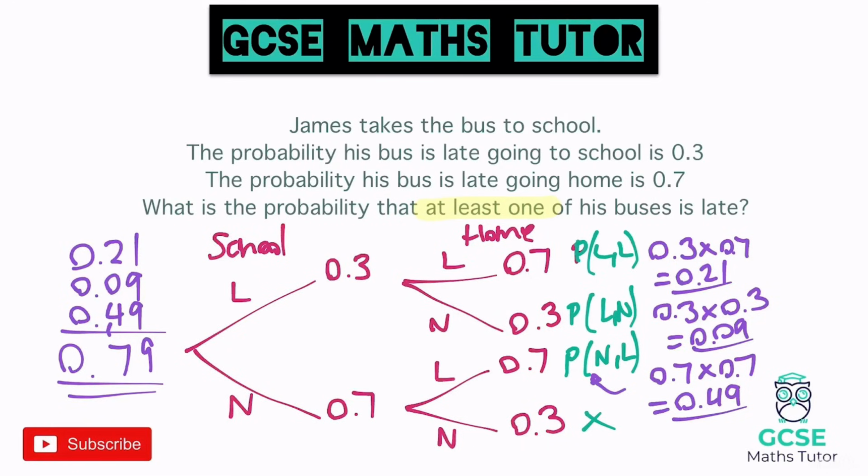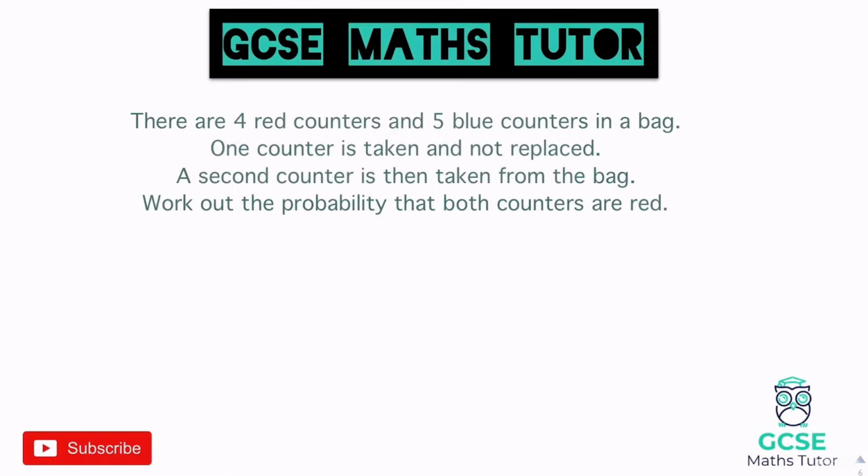Let's have a look at some with some fractions. Okay, so the hardest one out of the bunch here, we've got 4 red counters and 5 blue counters. One counter is taken and not replaced, and then a second counter is taken from the bag. Work out the probability that both are red. Now this piece of language here is important, taken and not replaced. So that's going to give us two options here when we do our tree, but let's have a look at the first option. So initially we've got red or blue. This is our first pick.